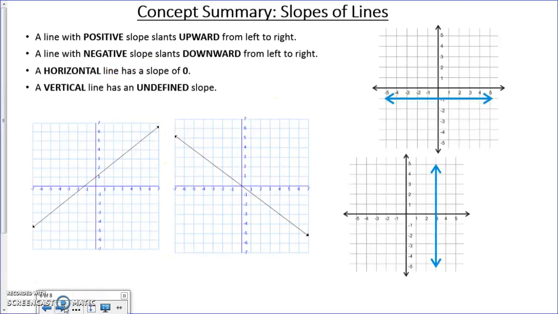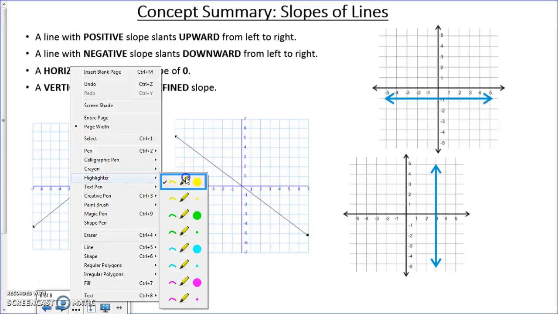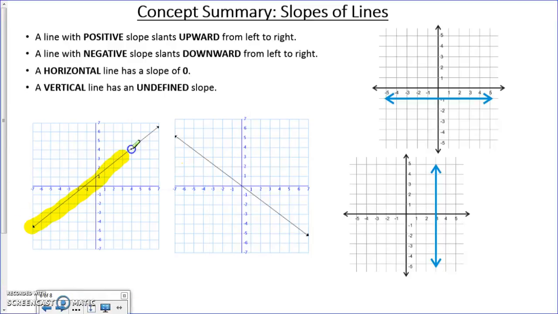Concept summary. Slopes of lines. A line with positive slope slants upward from left to right, which is located in this picture. The graph rises from left to right, so that would be positive slope. A line with negative slope slants downward from left to right, which is right here. A horizontal line has a slope of 0, and a vertical line has an undefined slope.